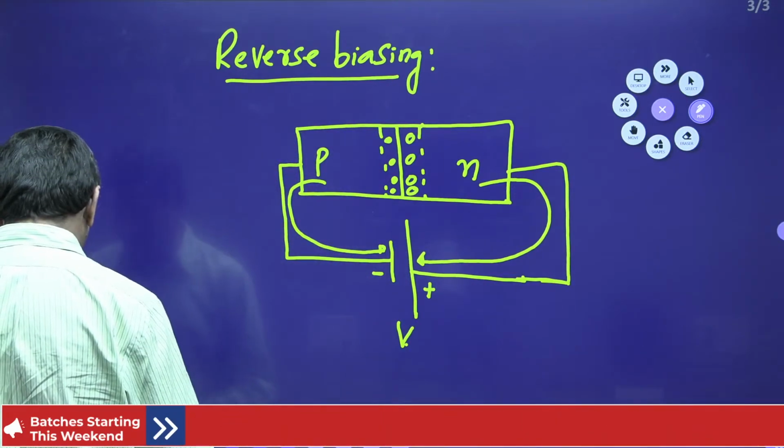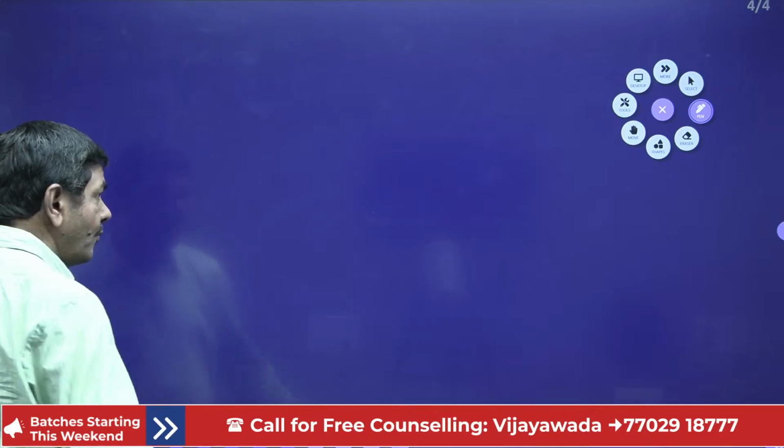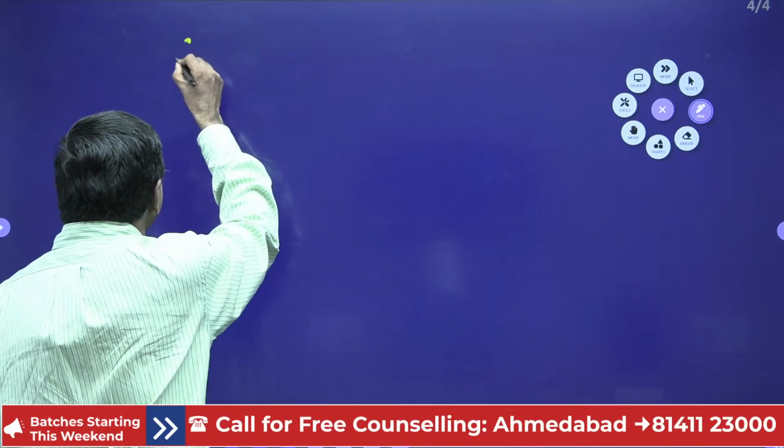Now we can do the problems. One problem I will do is based upon the diode current equation. You can understand it clearly. The question is given like this.